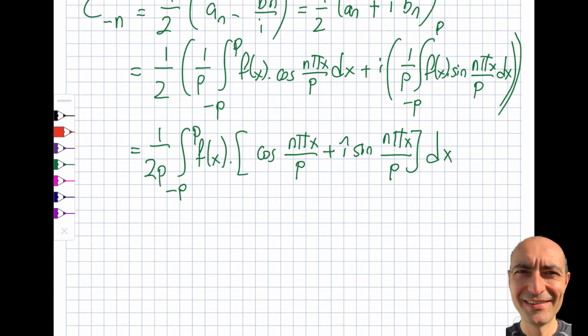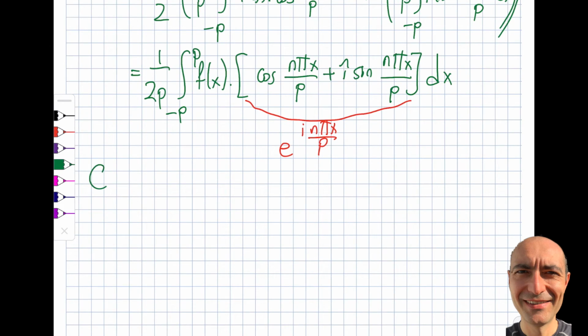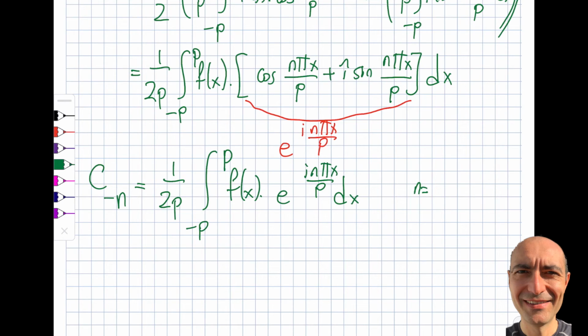And just like I did before, from Euler's equation, this is going to be e to the, this time around, positive i n pi x by p. So if I go back up here, I will write c minus n will be 1 by 2p integral minus p to p f of x times e to the i n pi x by p dx. In this case, just to remind you, n is negative because I have a negative in front of it. That's how I define this.